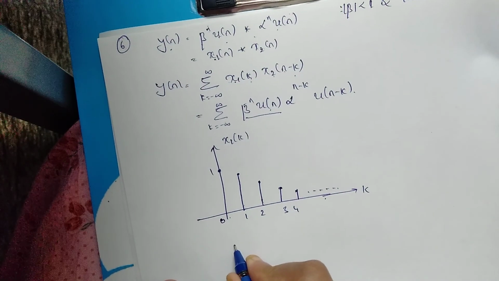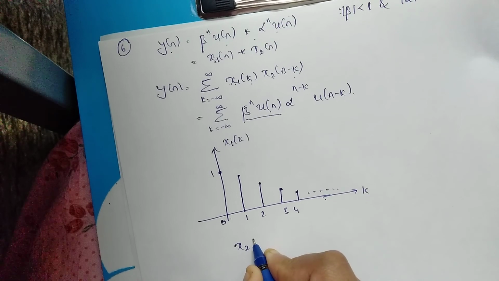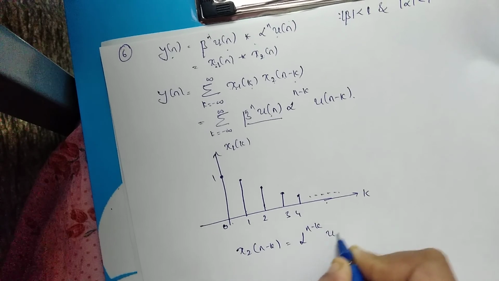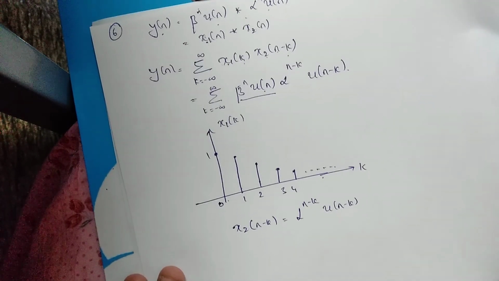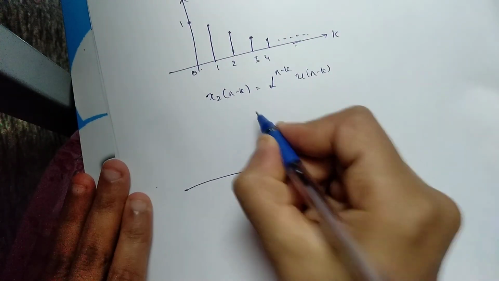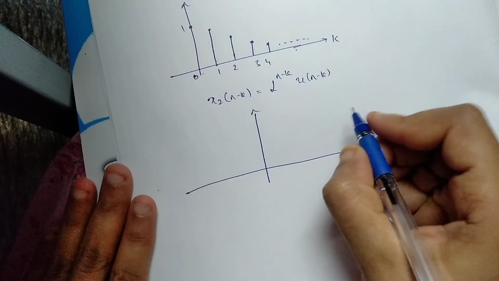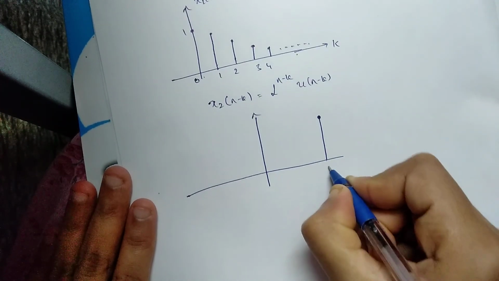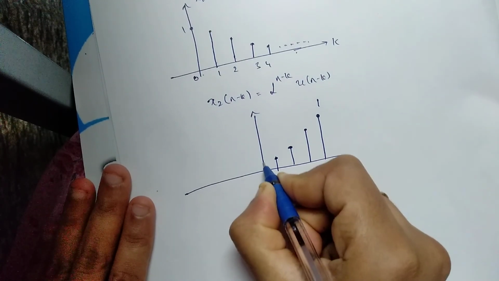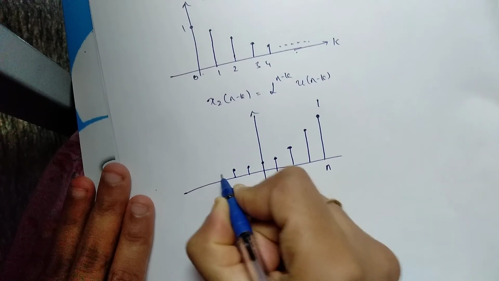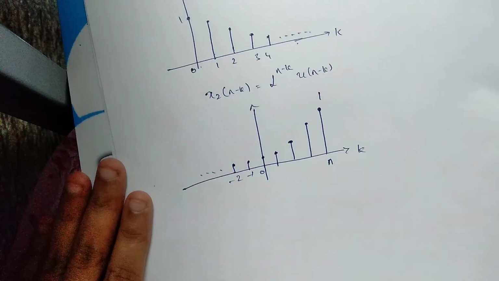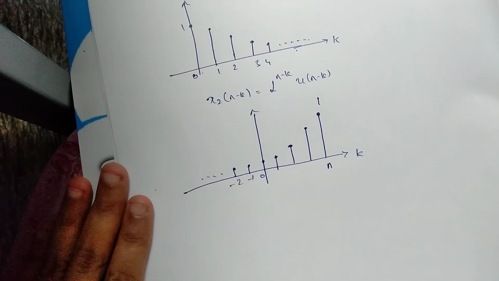Now x2 of n minus k, which is alpha to the power of n minus k into u of n minus k. As we already know from many problems, it starts from n. So it is 1 and it keeps on decreasing, through 0, minus 1, minus 2. This is k. This is alpha to the power of n minus k into u of n minus k.